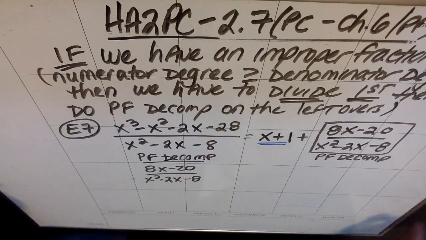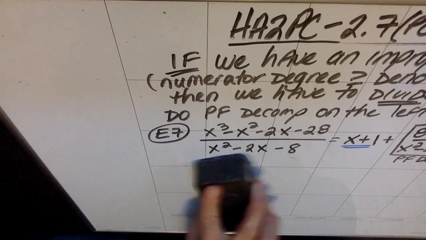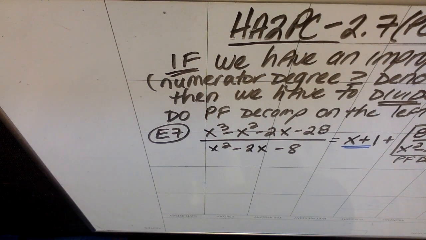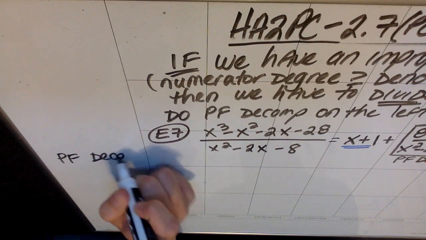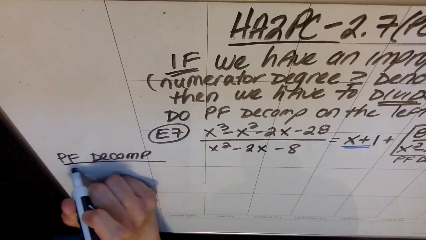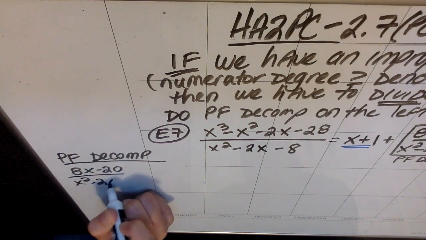So when I go to do this decomposition, actually I should probably inch this way and move that whole guy over here because that'll buy me some more space. So I'm going to go ahead and do my partial fractions decomposition. The thing I want to do the decomposition for is only, as I said, this 8x minus 20 on top of this x squared minus 2x minus 8.